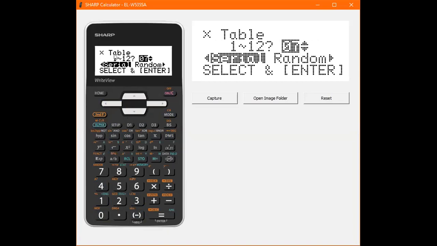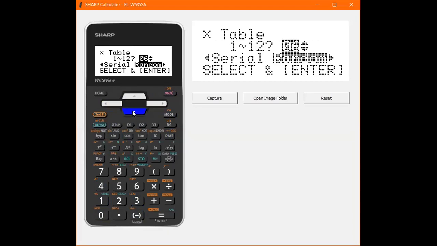So serial does counting in. It's better for the littlies, in my opinion, but I could be wrong. Or random, and then random just mixes it up. And then table, it only tests a particular times table. So it can test only your 7 times table, only your 6, only your 8 or 9, and you can test anywhere between 1 and 12. Once you have chosen what you want to do, you can just press equals.